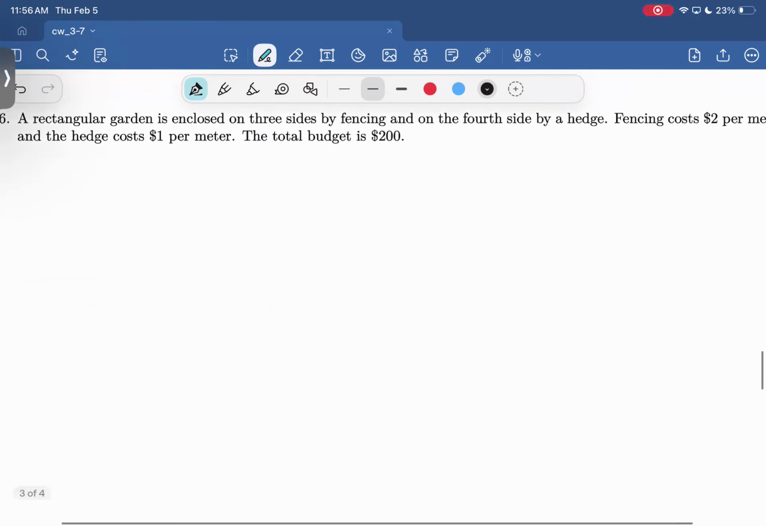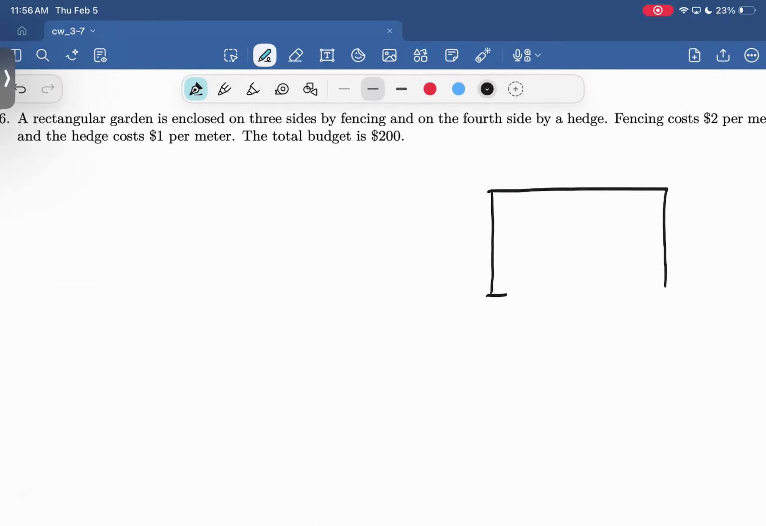Okay, a rectangular garden is enclosed on 3 sides by fencing and on the 4th side by a hedge. What is a hedge anyways? That's like a bush. Like a bush fence. Like a bush that's shaped like a fence.